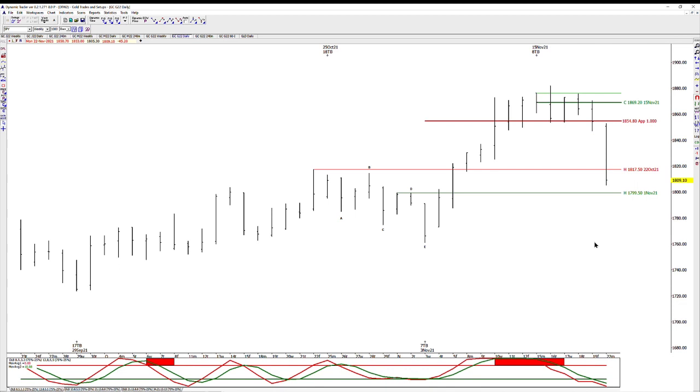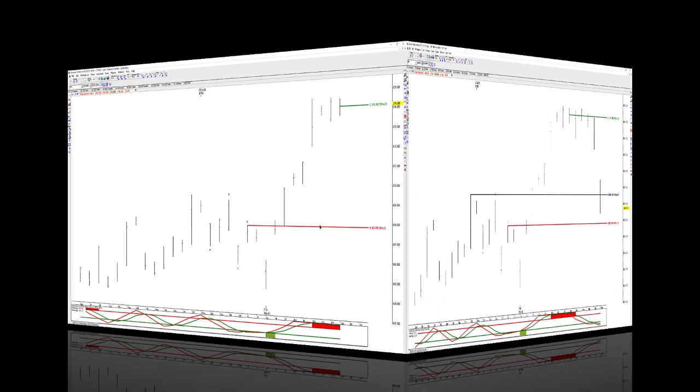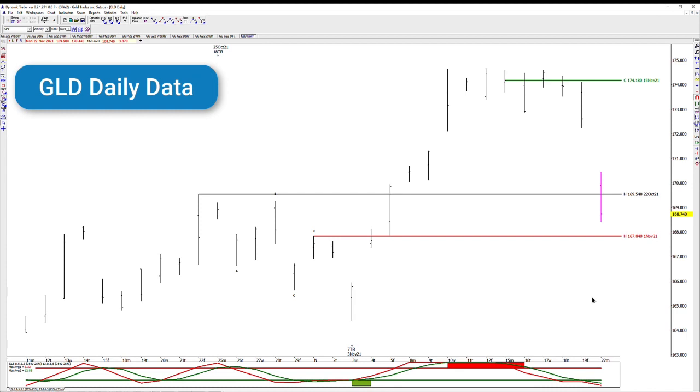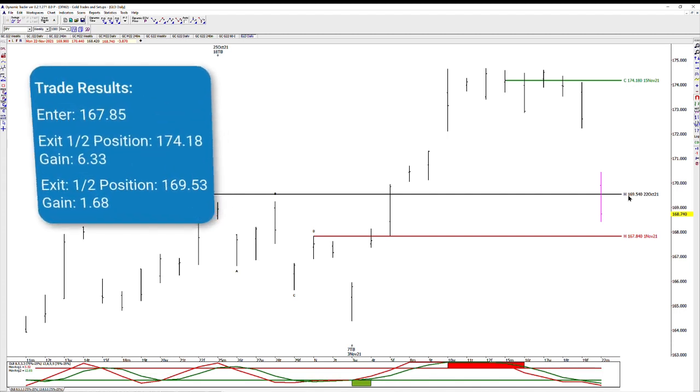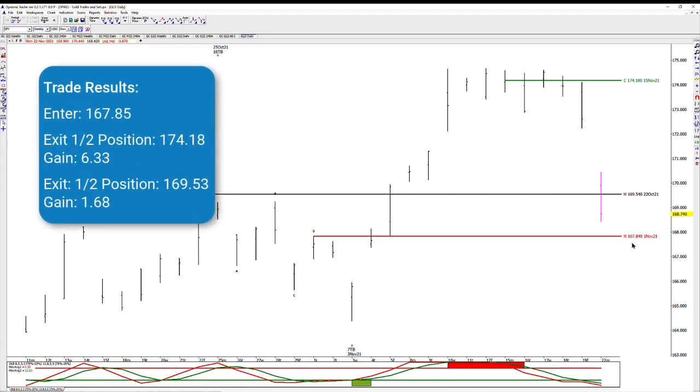Let's add another. No chance for that, forget that. Just got stopped out. So we had a reasonable profit on the long side on half the unit, and then a much smaller profit on the second half of the unit. Let's go to the gold data itself and update as of that day. So I've updated the gold data as of that day. So again, stopped out at 169.53, a little less than a $2 profit per share. So a modest profit on the second half.